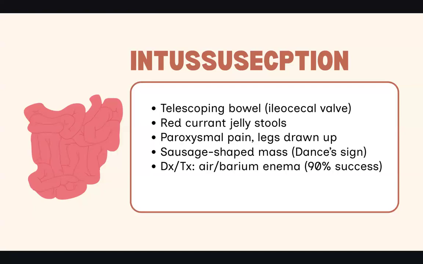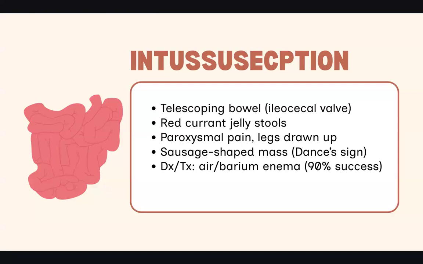But some of the classic signs and symptoms are red currant jelly stool, paroxysmal abdominal pain, and you may see infants pull their legs up towards their abdomen, like they get into a fetal position. You can also have vomiting, distension, lethargy, and then a sausage-shaped mass that's going to be referred to as Dance's sign.